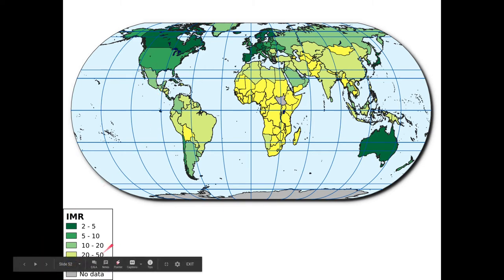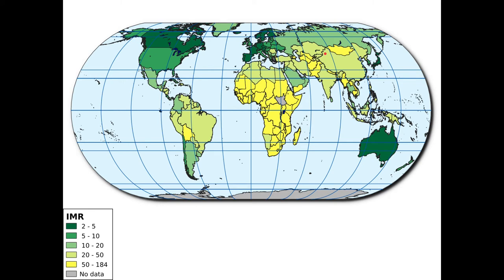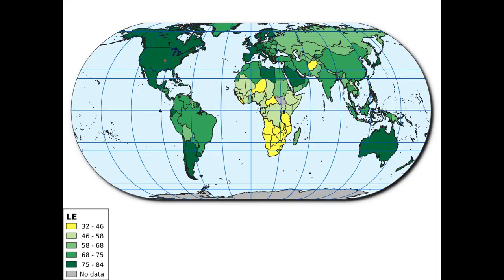And the highest number, 184, that's got to be Afghanistan. But in some of the countries in Africa, the lowest yellow value is 50. And in the United States, the highest can only be 10. So 5 to 15 times as many babies are dying in the yellow countries as in this green country. Infant mortality rate.